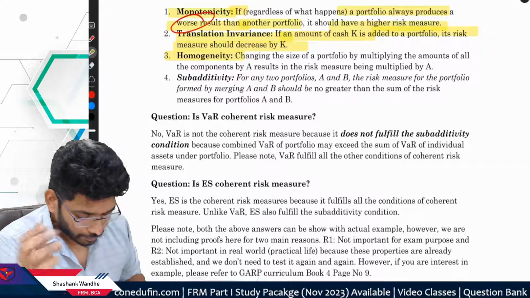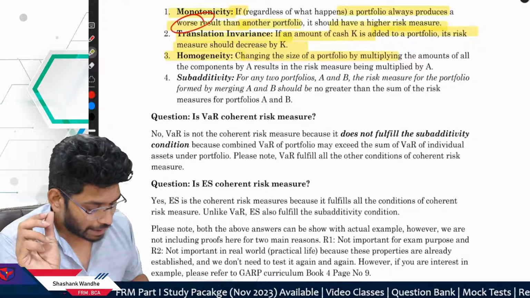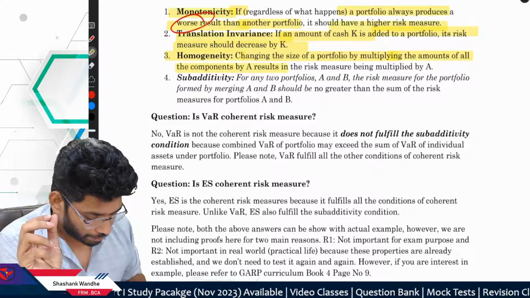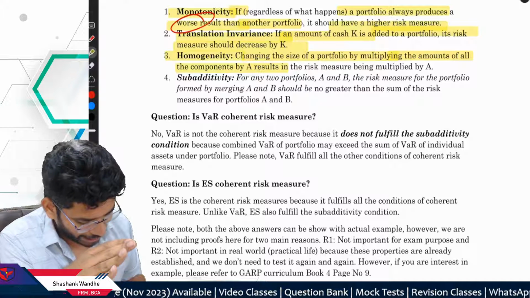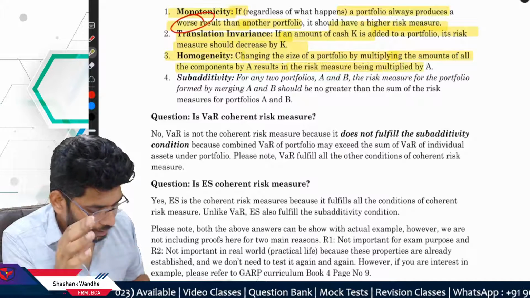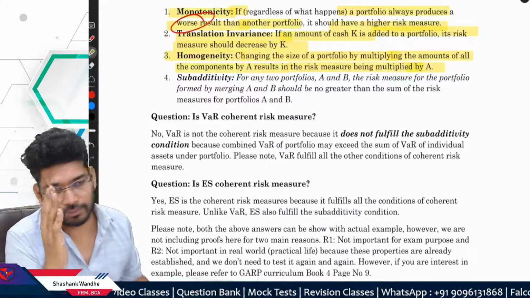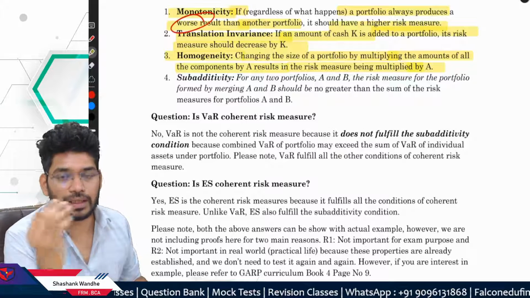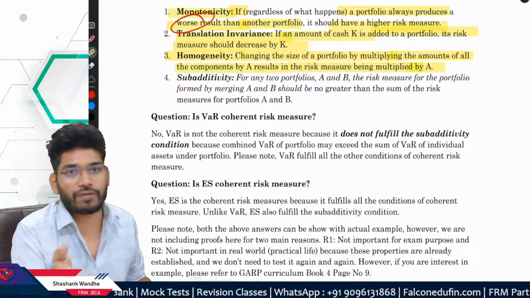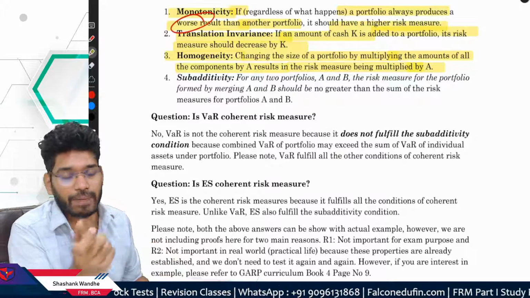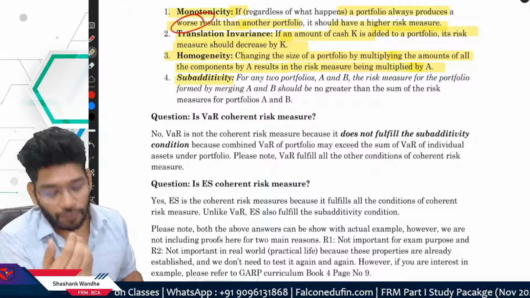Homogeneity, also known as positive homogeneity. The change in size of the portfolio, by multiplying the amount of all the components by A, results in the risk measure multiplied by A. So if you change your portfolio from say 100 million to 1000 million, we are multiplying it by 10, so your risk measure will also increase by 10 times. Simple. And then subadditivity, the most important property for us.